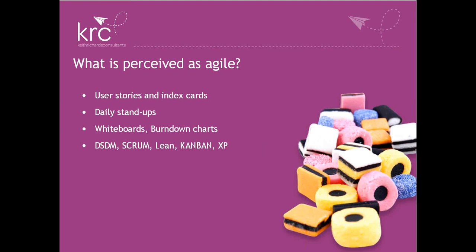The use of whiteboards, people talking about showing progress with burn-down charts. But it's things like DSDM, Scrum, Lean, Kanban and XP that are actually Agile approaches. The three bullet points above are actually just techniques. So one of the first points I want everyone to really realize is that you could be in a Prince 2 environment or an APM environment or whatever environment, and if you're using user stories and stand-ups and burn-down charts, that doesn't mean you're Agile, it means you're using some Agile techniques.